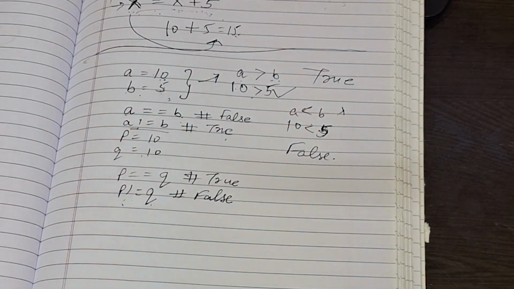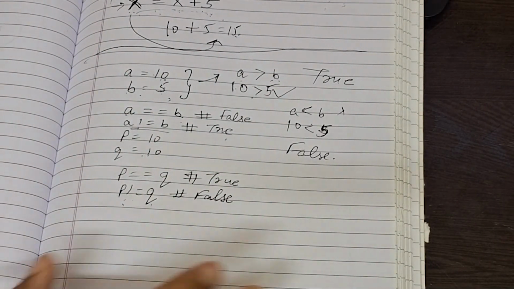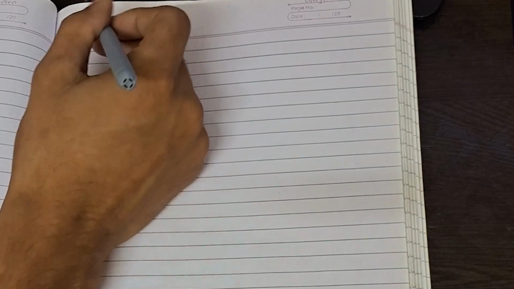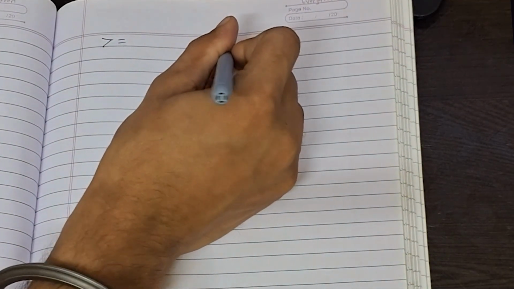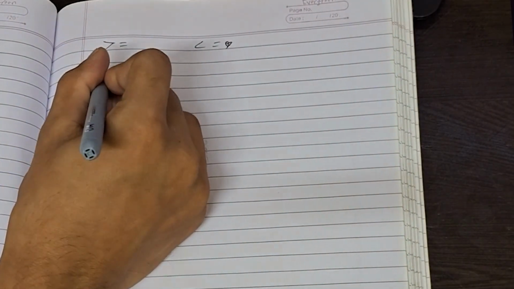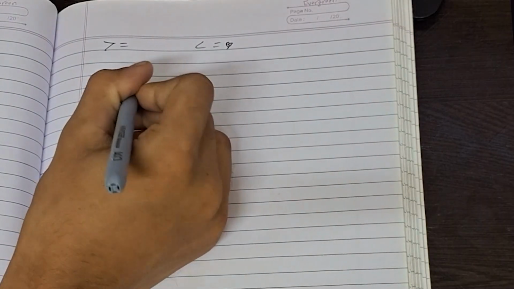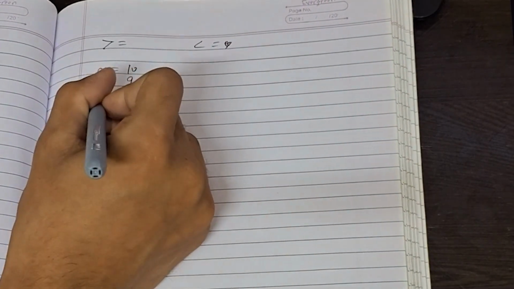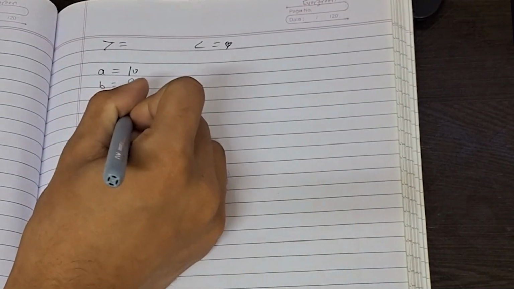Okay, so the next thing which we are having is greater than equal to and less than equal to. Now see here, what do greater than equal to and less than equal to mean? Let's say we are having A is equal to 10, B is equal to 9, and we are having P is equal to 15, Q is equal to 15.